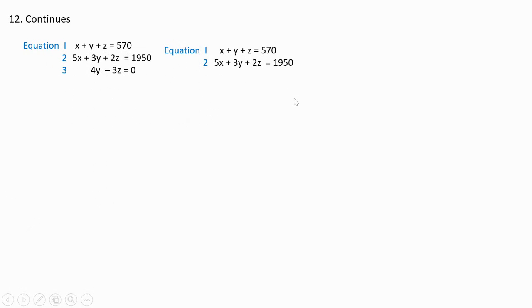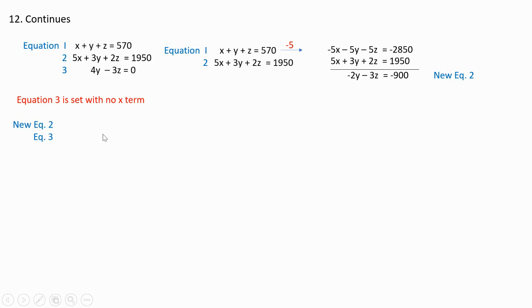I'm going to take equations 1 and 2 and get rid of the x's. So I'm going to multiply by -5. After I multiply -5 times every term, we get -5x minus 5y minus 5z equals -2,850. Equation number 2, we just slide it over. After we execute the operation, it's going to give us -2y minus 3z equals -900. This cannot be simplified, right? Because we'll get a fraction. So we'll leave it how it is. This is my new equation 2. If you notice, equation 3 already has no x, so we don't have to do that step. We can just keep equation 3 how it is.